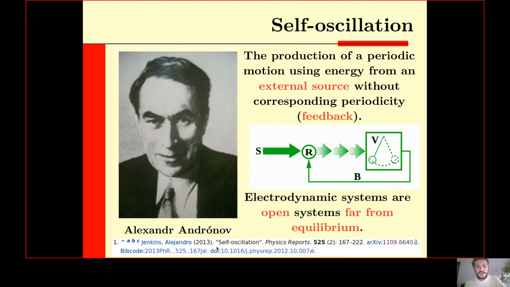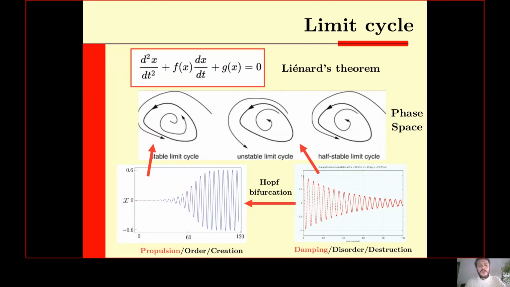And here I recommend a very recommendable reading, with a very nice historical development, and also with key concepts concerning the thermodynamic structure of self-oscillators. This work by Alejandro Jenkins in Physics Reports is very recommendable. So this kind of dynamics we call limit cycle dynamics. There is a theorem by Liénard for fundamental oscillators where you have this kind of strange functions. You can extend this theorem to delayed differential equations if you want. And depending on the conditions you give to these functions, you can have mainly two types of behavior. And the transition from one type of behavior to another is called a Hopf bifurcation.